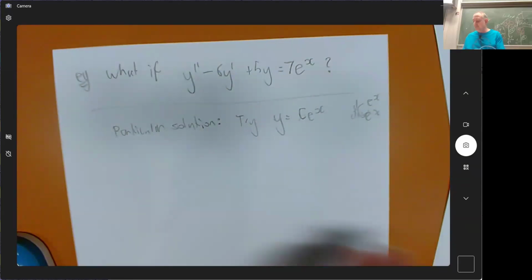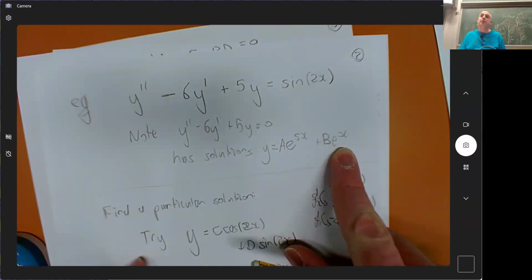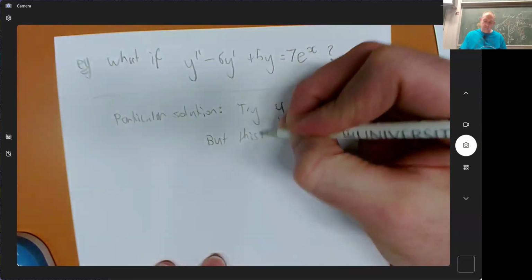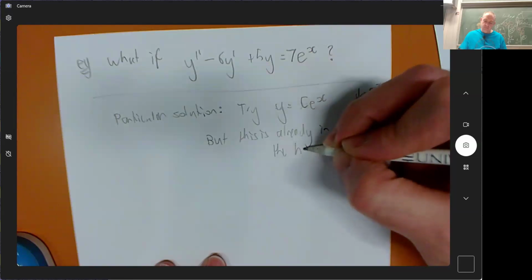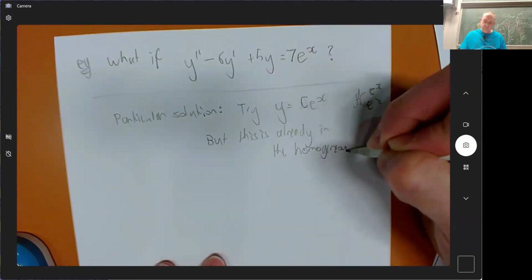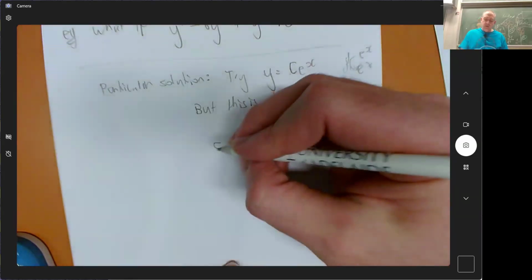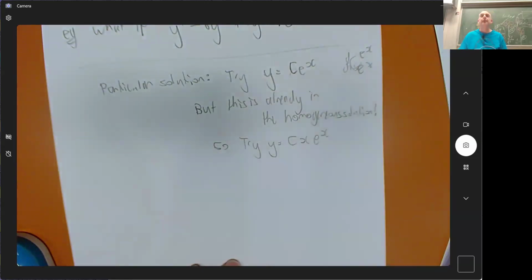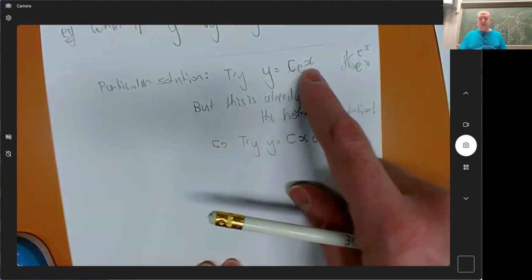But the problem is that's already here in the homogeneous solution. Already in the homogeneous solution. So instead, I'll try x e to the x instead. That's it. So if it's already in part of the homogeneous solution, then you multiply by x.